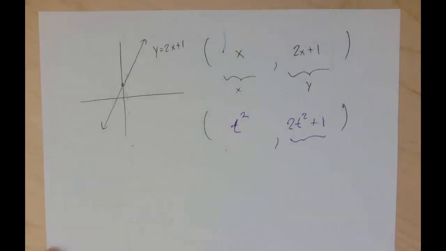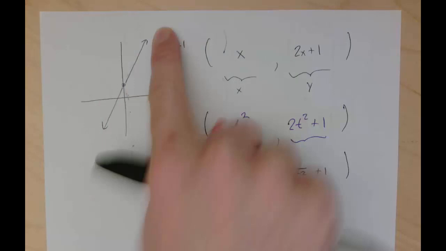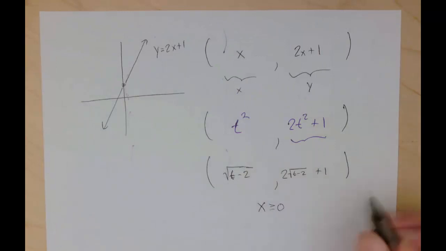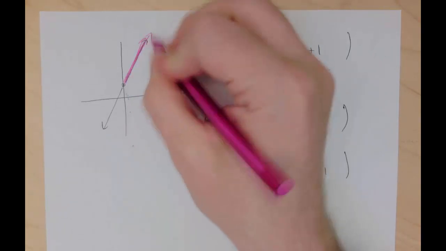Let's do another one. What if the x-coordinate is described by the square root of t minus 2? What should the y-coordinate be? Yep, it is 2 times the x-coordinate, root t minus 2, plus 1. Okay, bonus question. This parameterization won't actually trace out the entire path of the line. So what's the domain of the line that this will actually trace out? And the answer is x greater than or equal to 0. So it's only going to trace out this part of the line.